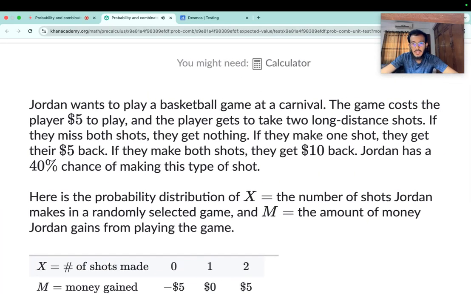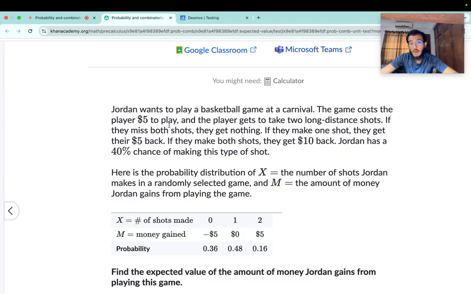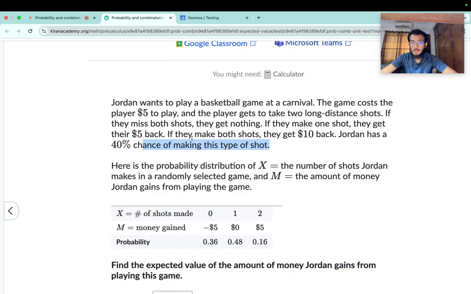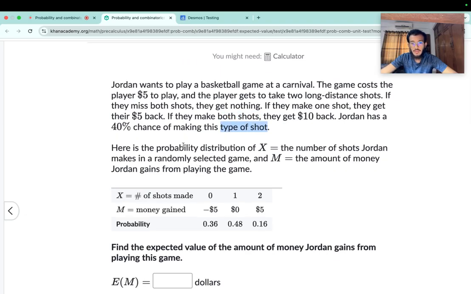Jordan wants to play a basketball game at a carnival. The game costs the player $5 to play, and the player gets to take two distance shots. If they miss both shots, they get nothing. If they make one shot, they get their $5 back. If they make both shots, they get $10. Jordan has a 40% chance of making this type of shot.